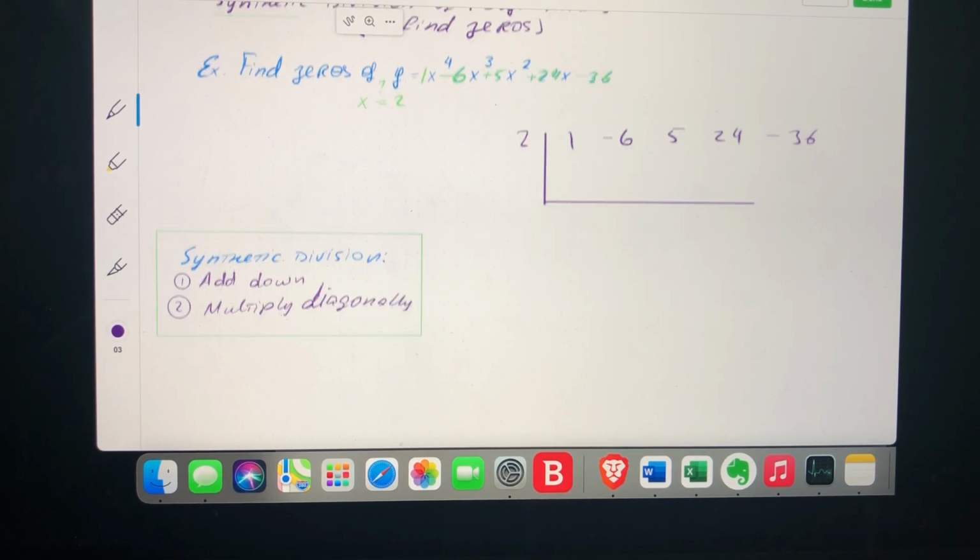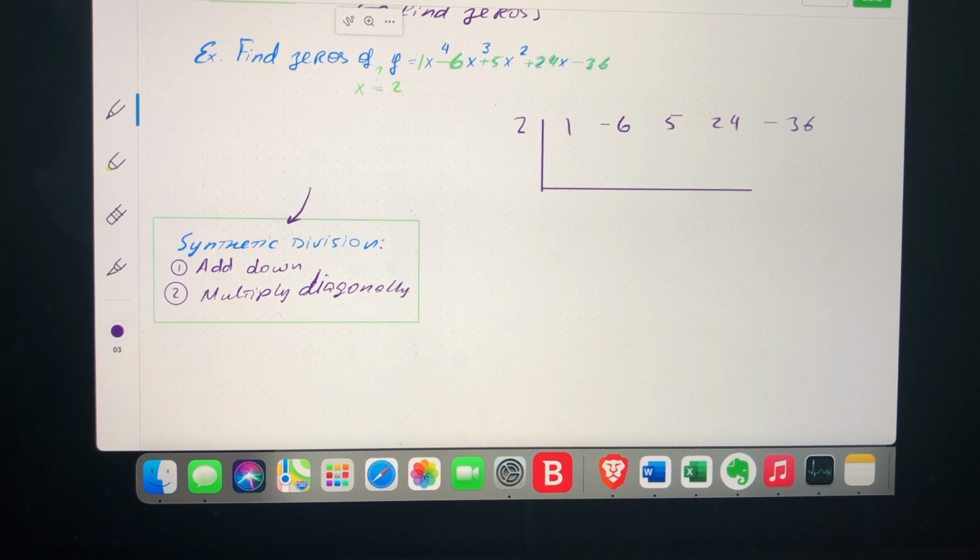Now the process goes like this. We add down: 1 plus nothing is 1. Then we multiply diagonally: 2 times 1 makes 2. And then we add down again: -6 plus 2 is -4. Multiplying 2 times -4 is -8. Adding 5 plus -8 is -3. 2 times -3 is -6. 24 minus 6 is positive 18. 2 times 18 is positive 36. Adding them together makes 0. 0 is the remainder.